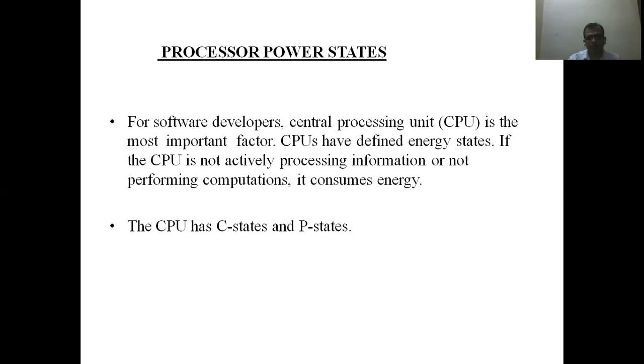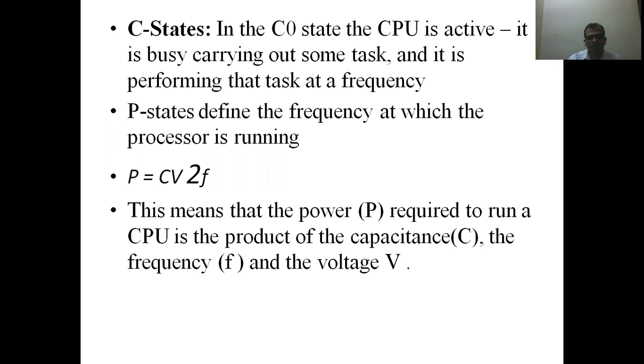The CPU has two kinds of states, the C states and the P states. In the C states, C0 stands for the CPU being active. It is busy carrying out some task at a proper frequency. P states define the frequency at which the processor is running. So P means the processor is running according to the frequency.